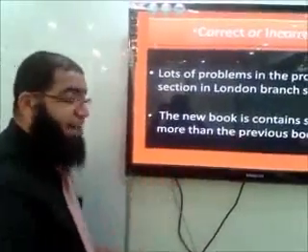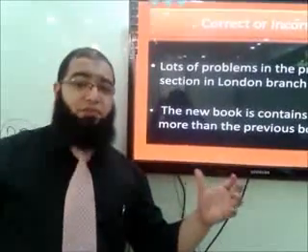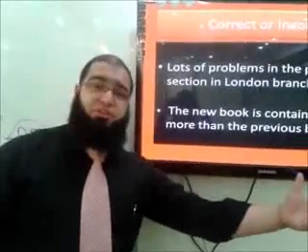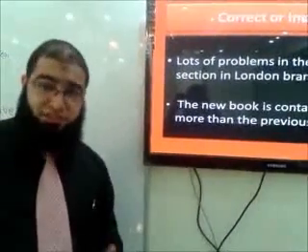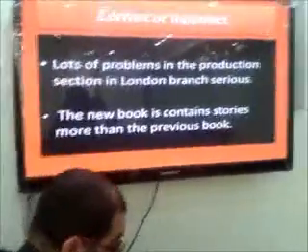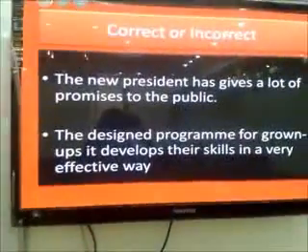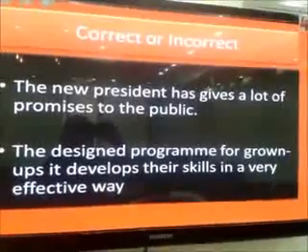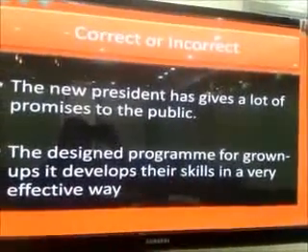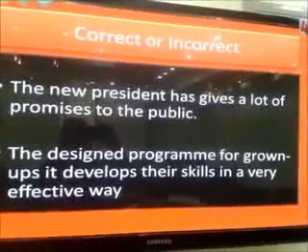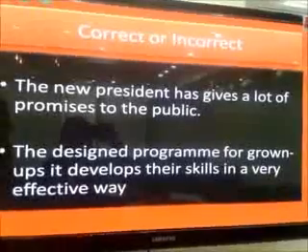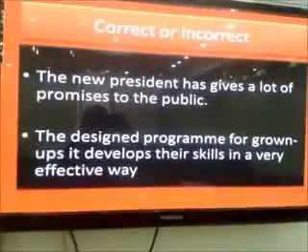So, I have to take care of having more than one verb, which is an extra verb. I don't need that. So, extra verb is a mistake. Extra subject is a mistake. Now, let's move to another slide here. And we've got these two sentences here, new ones. The new president gives a lot of promises to the public. They all do that. Okay, now look at this.